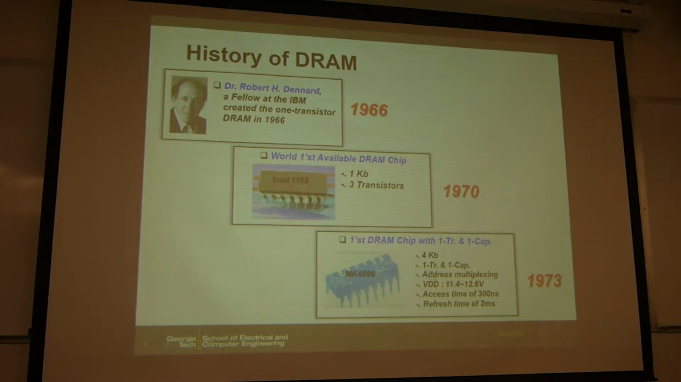At that time, you can see the capacity is only 4 kilobits, and the VDD is like 12 volts, and the access time is 300 nanoseconds, and the refresh time is 2 milliseconds. So today we have improved those a lot. This is from the 1970s.